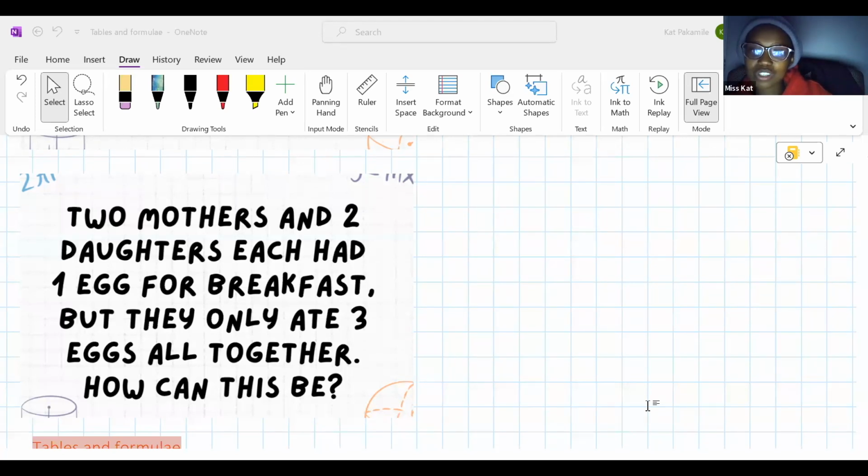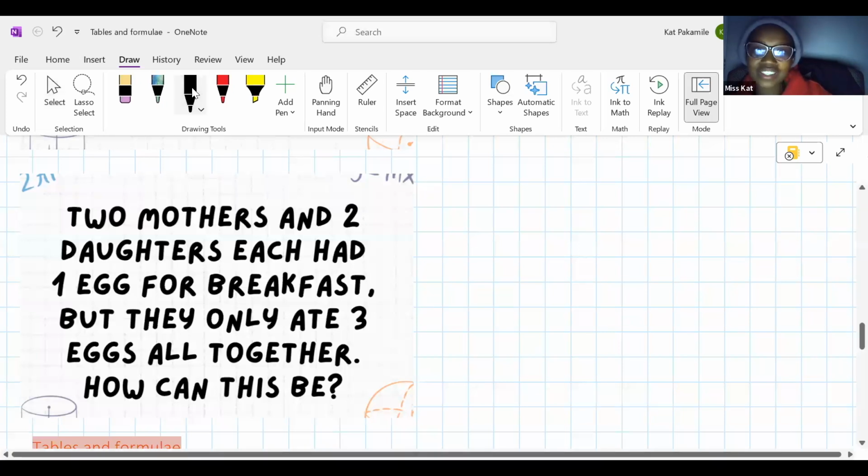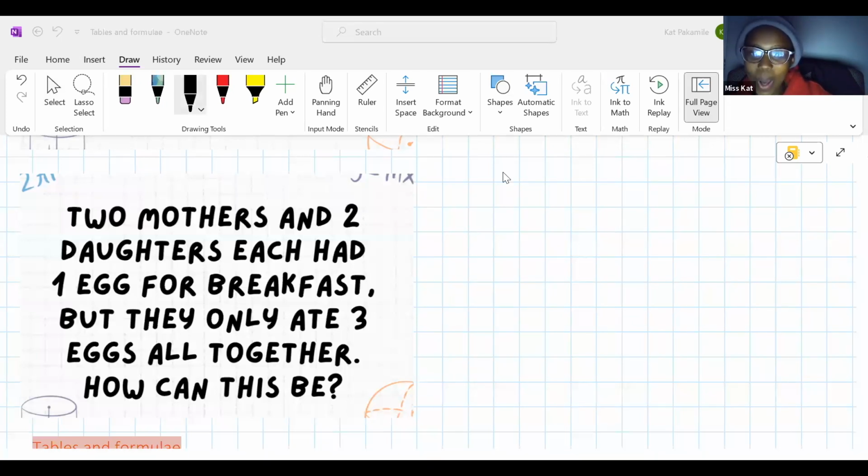Neo, do you have a solution for us? Yes, ma'am. Okay, 2 mothers and 2 daughters shared 1 egg. No, they didn't share. Guys, it's because it's mother, daughter and granddaughter. Do you get it? So it's the grandmother, it's the mom, and it's the daughter.